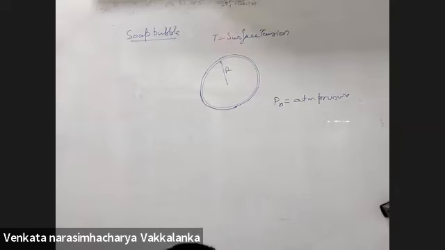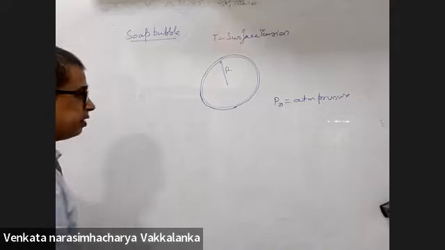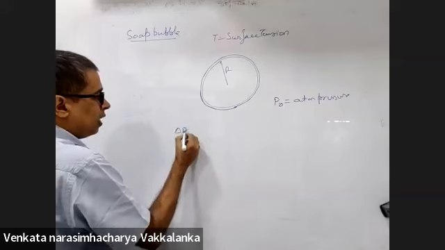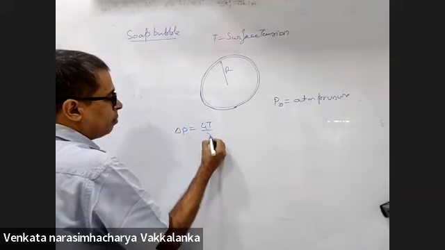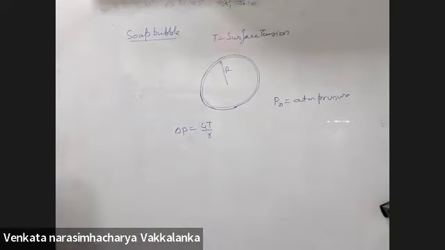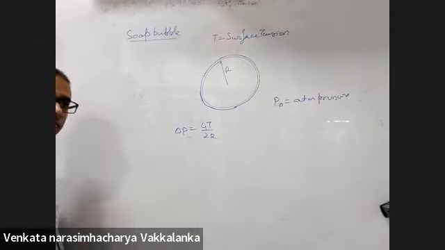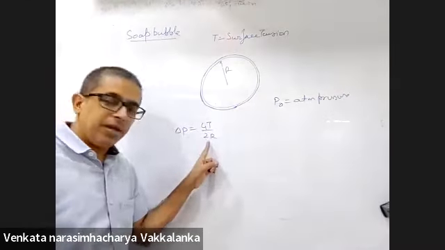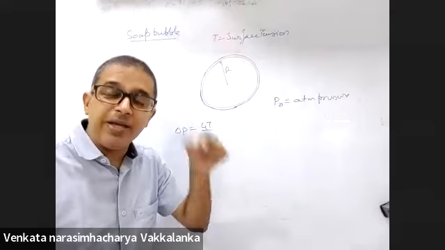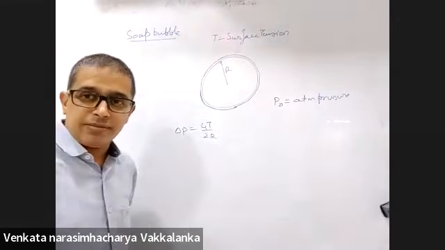Sir, it will come under root. Under root it will come, right? Originally, what did you people do? Delta P is 4T by R. This is what we did. Agreed? Now here it will be 2 times R. Delta P is 4T by R. Here the new radius is 2R.